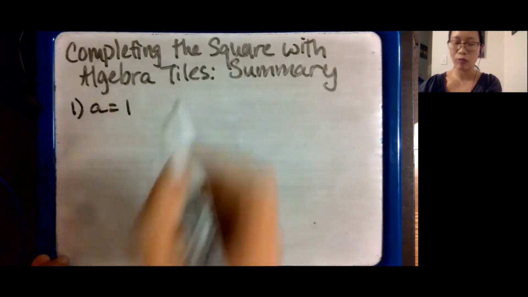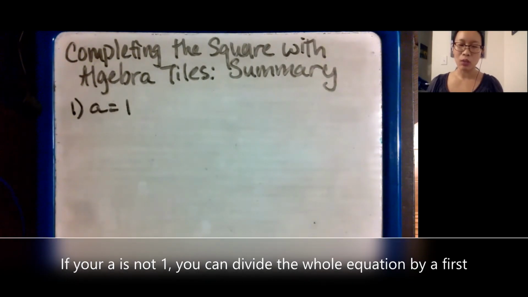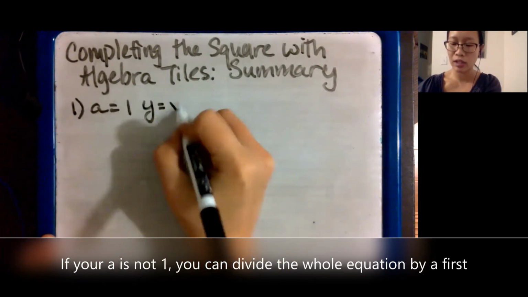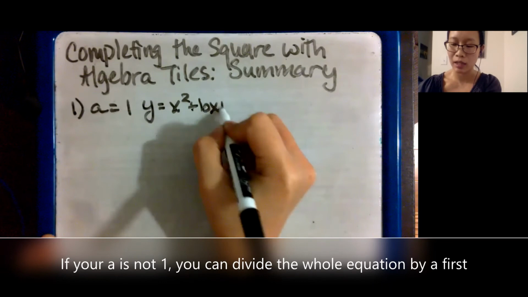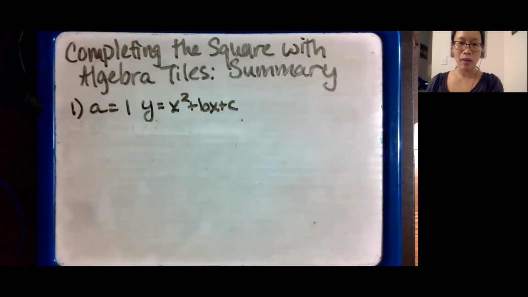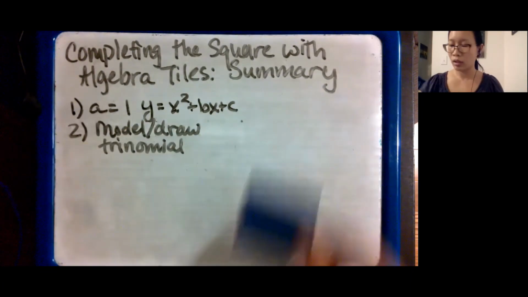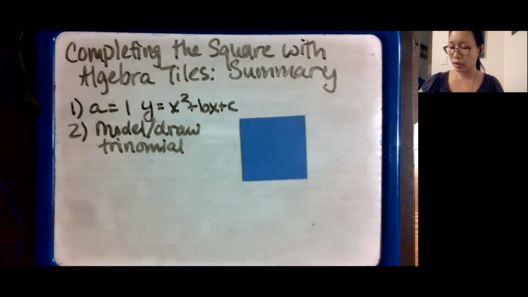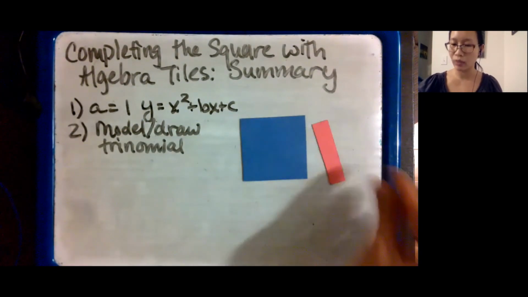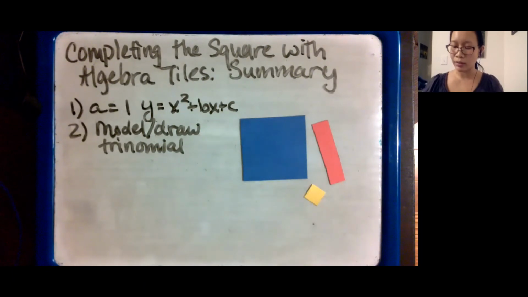To summarize, when you complete the square with algebra tiles, first you have to make sure that a is equal to 1. This technique doesn't really work for leading coefficients other than 1, so your equation needs to be in the form x squared plus bx plus c. Your second step is to model or draw your trinomial with the tiles. You'll have 1 x squared, you'll have some x's, which could be positive or negative, and you'll have some 1's.